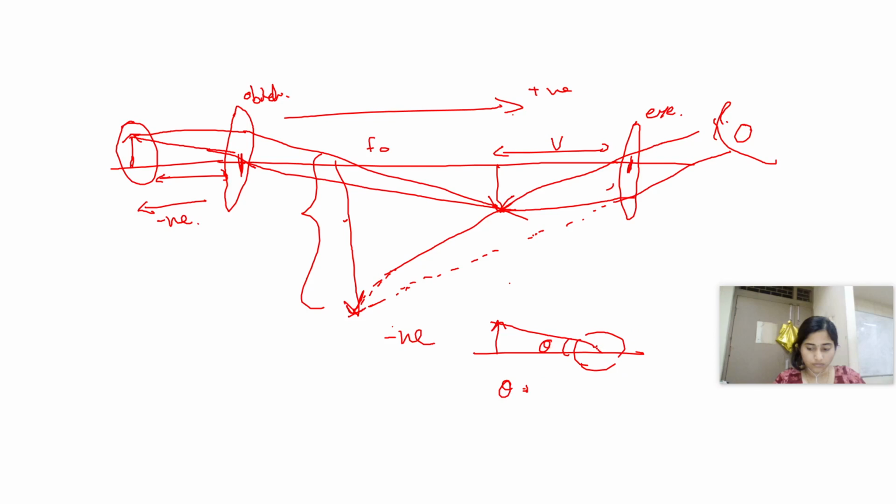Now the image will form on our eye's retina, right? So that angle also will be there, the image-forming angle, theta dash. And the ratio of the two will be the angular magnification.